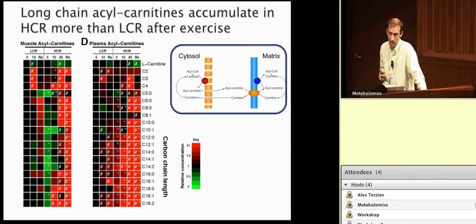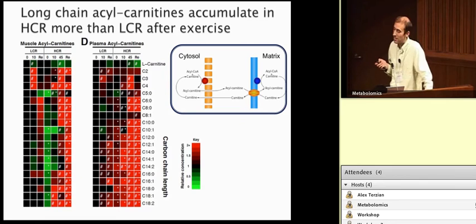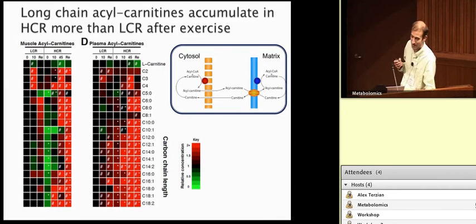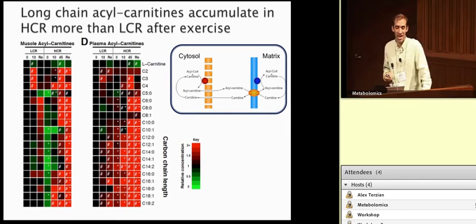And what we observe is that we see elevated levels of accumulation of short-chain acyl-carnitines in the LCR earlier in exercise than the HCR, which don't get there until later in exercise. And we see elevated accumulation of the long-chain acyl-carnitines in the HCR later in exercise. So this is just evidence of the increased use of fatty acid as fuel in the HCR rats as compared to the LCR. The short-chain acyl-carnitines are indicative of something else.